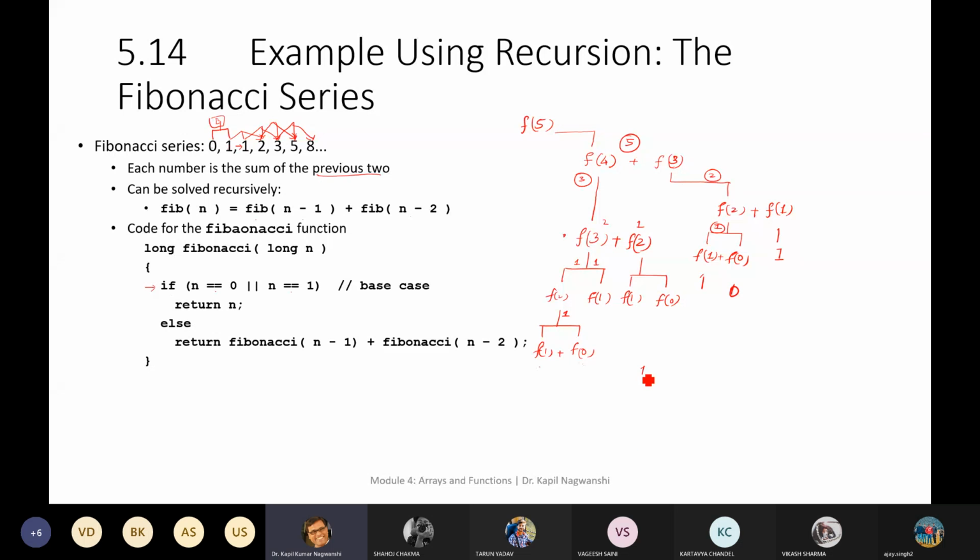Let us see: 0, 1, 1, 2, 3. And the final addition of these 5 numbers, actually 7 is the answer. Is there any mistake?